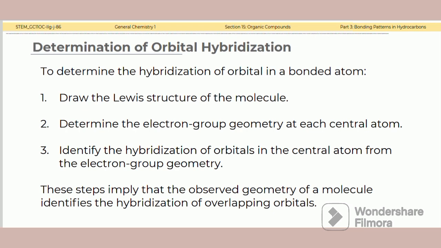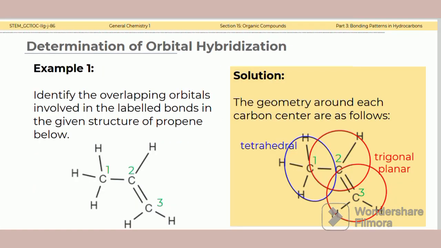Determination of orbital hybridization. To determine the hybridization of orbitals in the bonded atoms, first you have to draw the Lewis structure of the molecule. Then, you have to determine the electron group geometry at each central atom. And lastly, identify the hybridization of orbitals in the central atom from the electron group geometry. These steps imply that the observed geometry of a molecule identifies the hybridization of overlapping orbitals. So now let us have our examples.